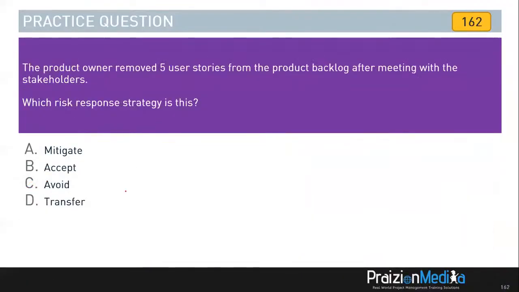Here's the next question. Oh, and I foolishly showed it, so I apologize. I'm going to act like you didn't see it. Maybe you didn't, maybe you did. The product owner removed 5 stories from the product backlog after meeting with the stakeholders. Which risk response strategy is this? Is it mitigate, accept, avoid, or transfer?